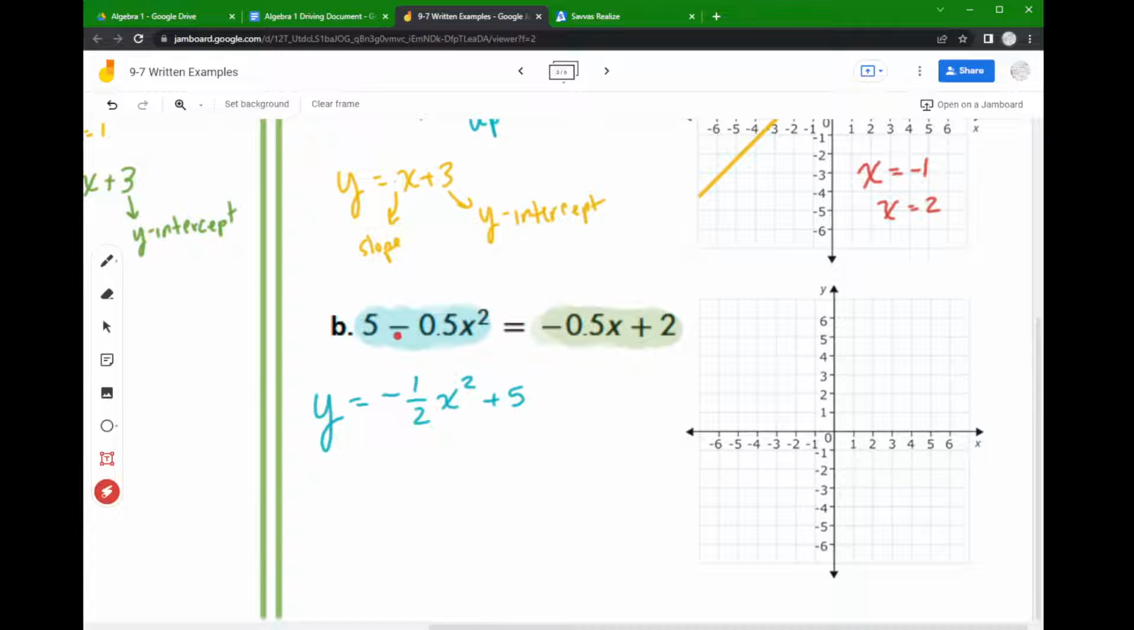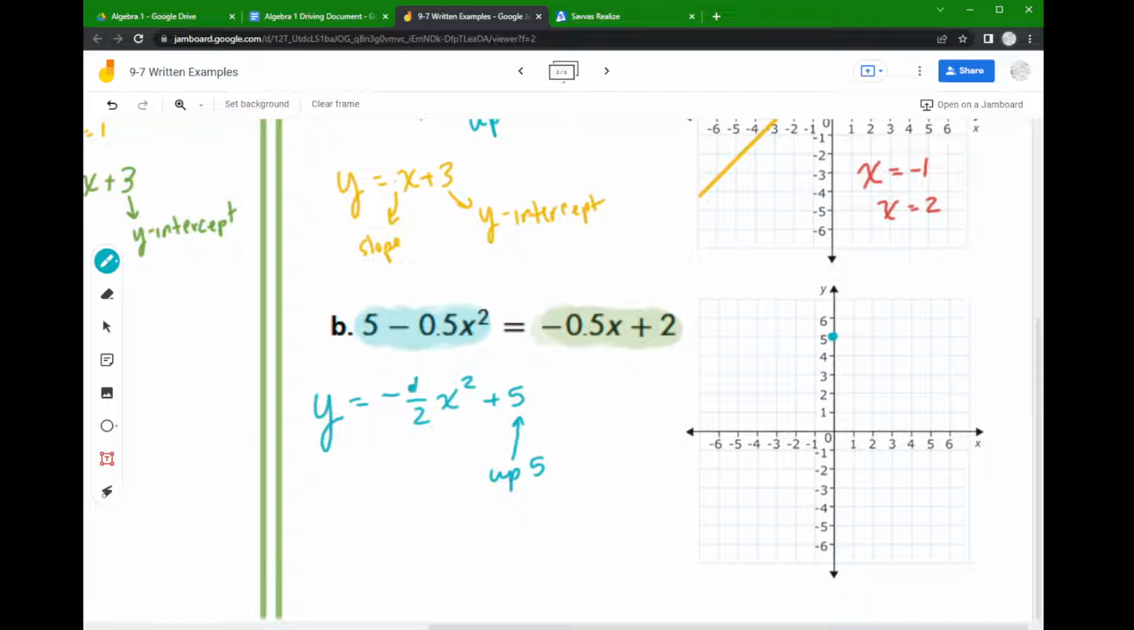Remember that minus sign is tied to the x squared. It's not tied to the 5. That's why I call it -1/2 x squared and a +5, because this 5 is positive. Alright, so looking at this in terms of transformations, this is saying to go up 5, or translate up 5. So I'm going to put it here.